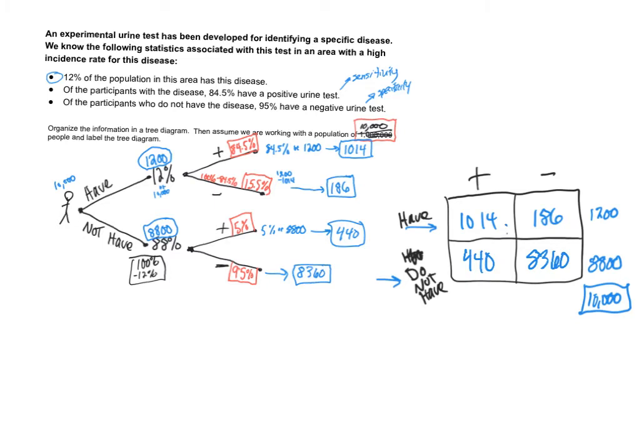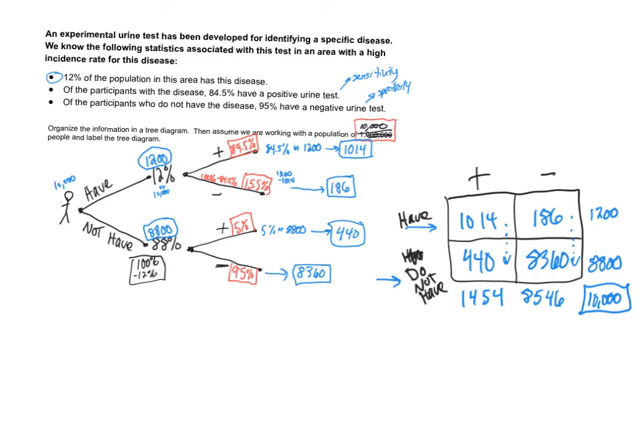We now have some information where we can calculate the total number of people who test positive. If I sum 1,014 and 440, I get 1,454. And if I take 186 and add 8,360, I get 8,546. So now we have the total number of people who have tested positive and the total number of people who have tested negative. Let's take this chart and move it to the next page and answer some questions.